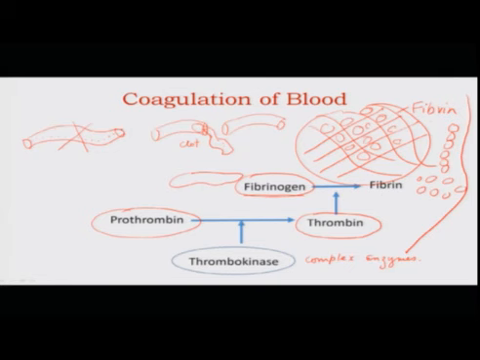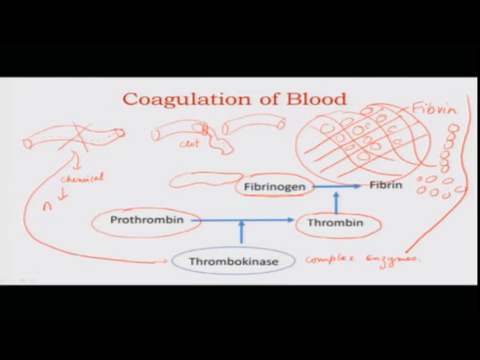Now, what leads to the formation of this thrombokinase? The thrombokinase is formed whenever there is an injury or some kind of trauma that causes a breach in the blood vessel or tissue damage. So many chemicals are released at the site of this injury, and that leads to an activation of what is known as a cascade.